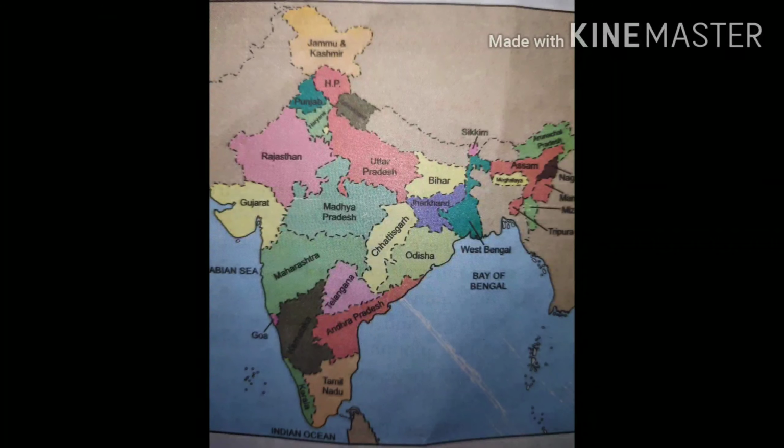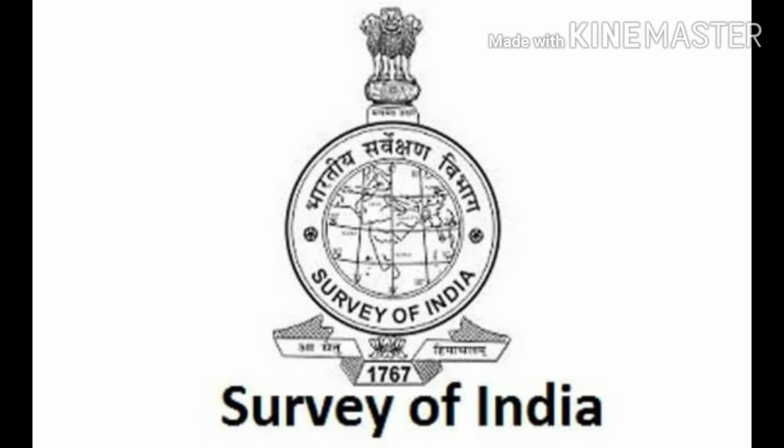We are going to study in detail about scales of the map, but now we will continue with the topographical maps. First point is the history of topographical maps or topo maps. An organization named Survey of India was formed by the Britishers. This organization is one of the oldest organizations which is still working in India.